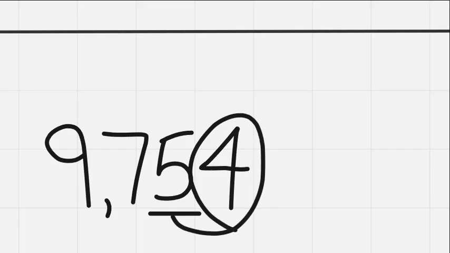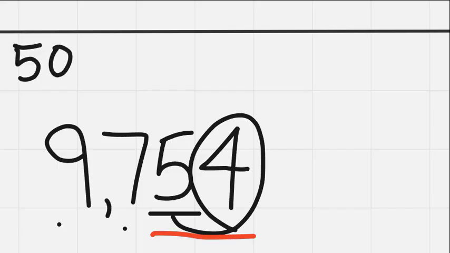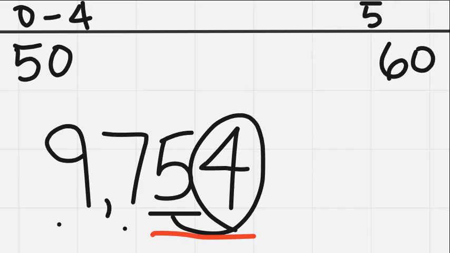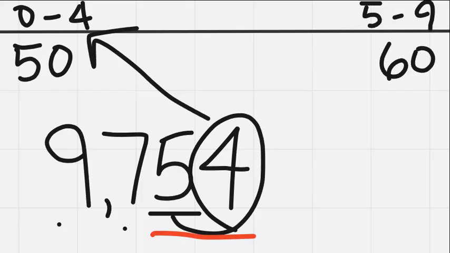Next, let's identify the numbers we are going to ignore. We are not going to pay any attention to the 9 or to the 7. So right now our focus is on 54. We're going to round 54 to the nearest tens. 54 can either round to 50 or to 60 because those are the two tens it's between. 0 to 4 we will round down. 5 to 9 we will round up. 4 tells us we are going to round down to 50.